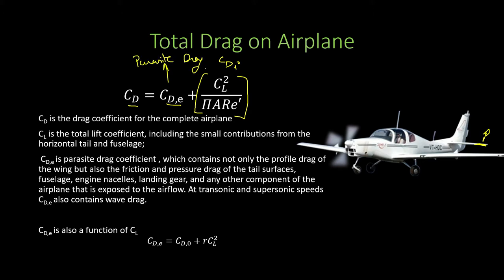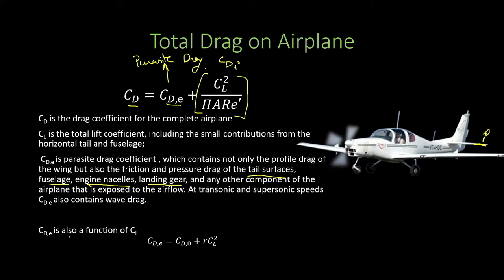The parasite drag doesn't only contain the profile drag of the wing, but it also contains the profile drag of the whole aircraft, like the tail surfaces, fuselage, engine nacelle, landing gear, or any other component which is contributing to the drag. There must be some skin friction going on. There must be some pressure drag or form drag from flow separation at different angles of attack. So all these things are taken into account, and if the aircraft is flying at transonic or supersonic speed, then wave drag is also taken into account in parasite drag. So parasite drag is the total drag acting on the aircraft excluding induced drag. So total drag acting on the aircraft is parasite drag plus induced drag.